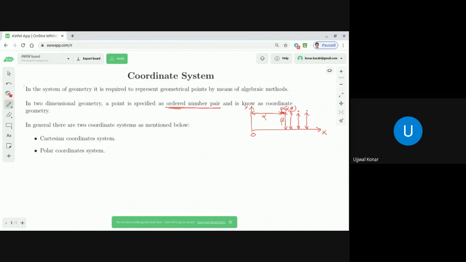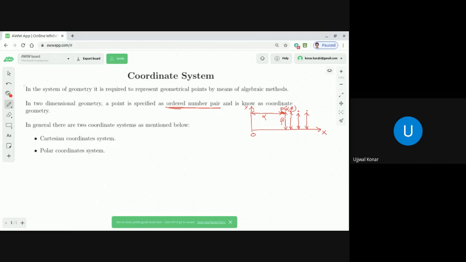And dear students, when we discuss three-dimensional geometry after a few months, we will see that to represent a point in three dimensions, we need three pieces of information. An ordered pair will not be sufficient. You need to add one more; it should be a triplet. So now let's come back to our discussion.